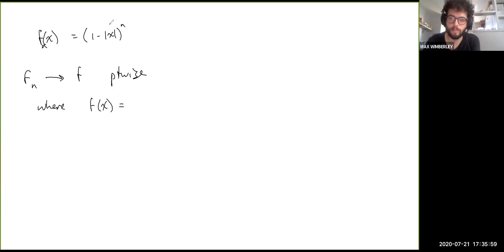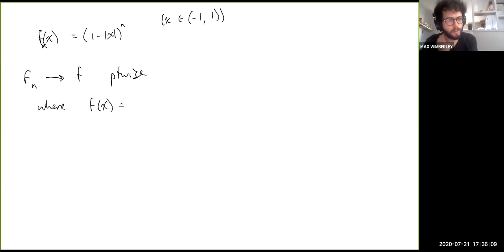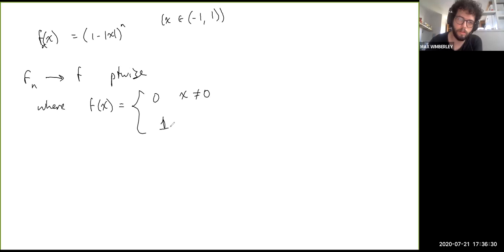So when x is non-zero, and remember x is in [-1, 1], this is a number strictly less than 1. So Fn of x eventually converges to 0. But if x is 0, then this is just 1, so Fn of x converges to 1. So the limiting function here is 0 when x is not equal to 0, and 1 when x equals 0.